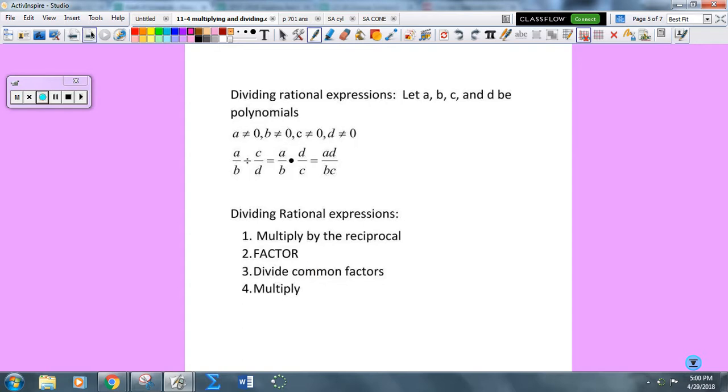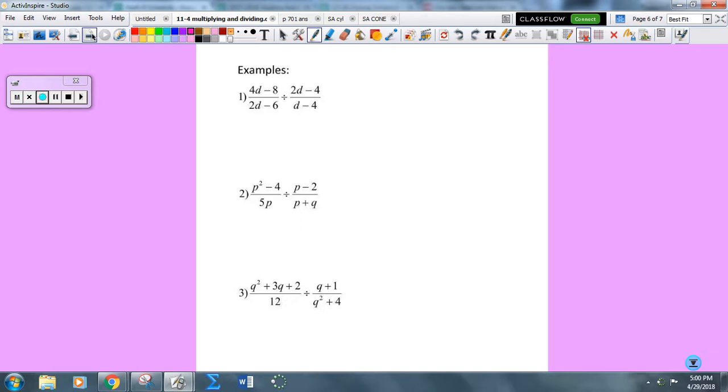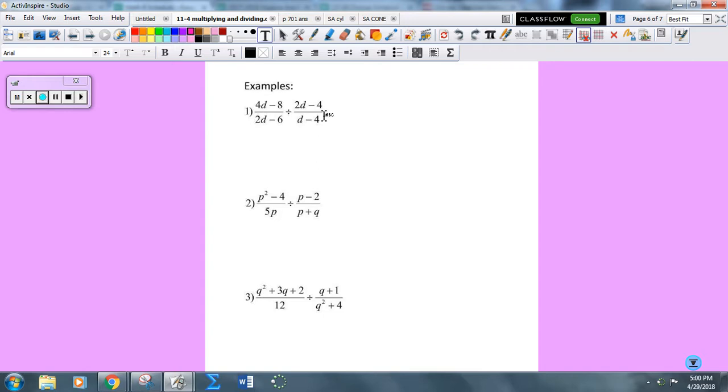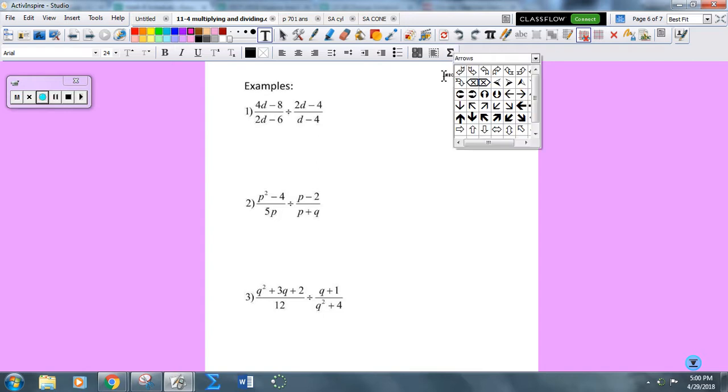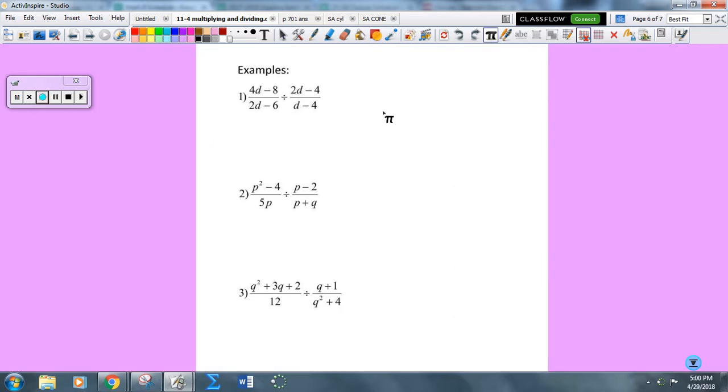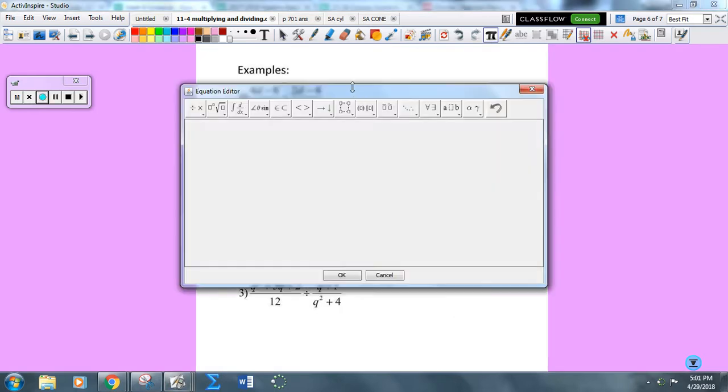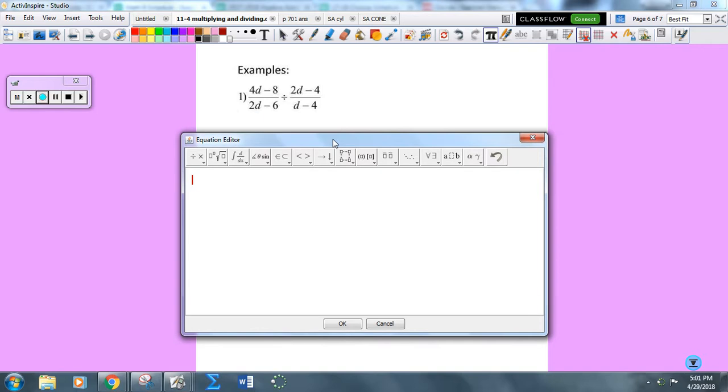multiply. Examples. So I have 4d minus 8 over 2d minus 6 divided by 2d minus 4 over d minus 4. The first thing I want to do is skip, flip, multiply that. So actually I'm going to use the equation option here. I'm going to retype that as skip, flip, multiply.